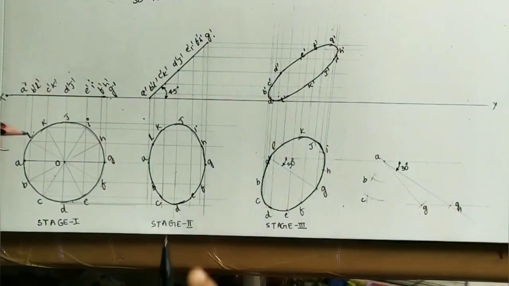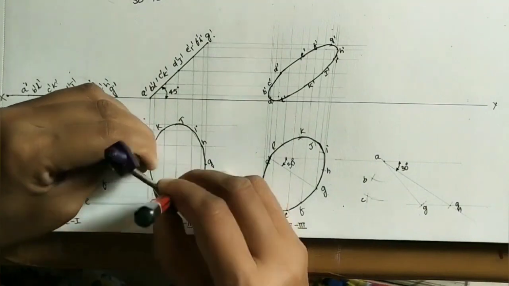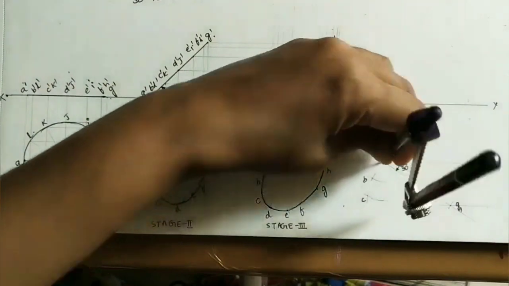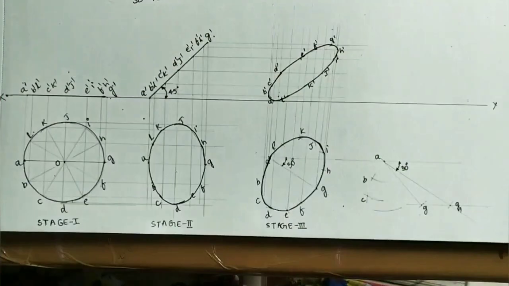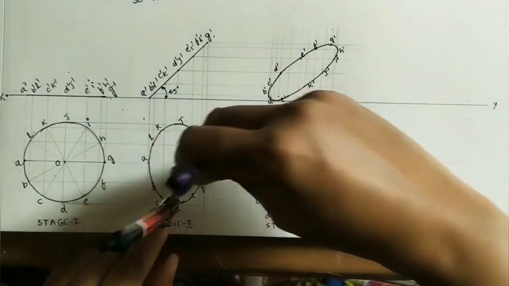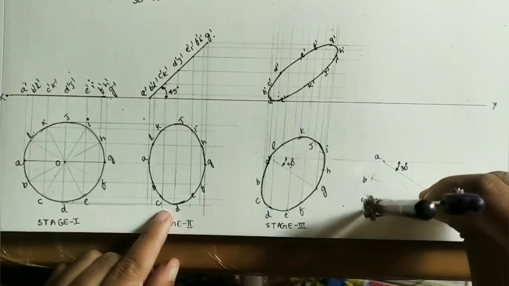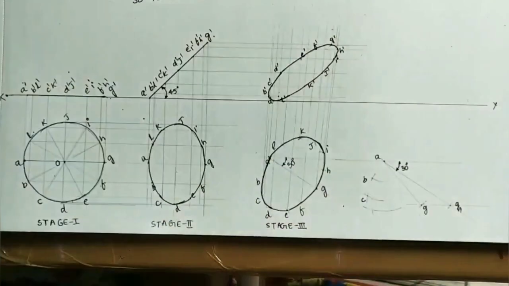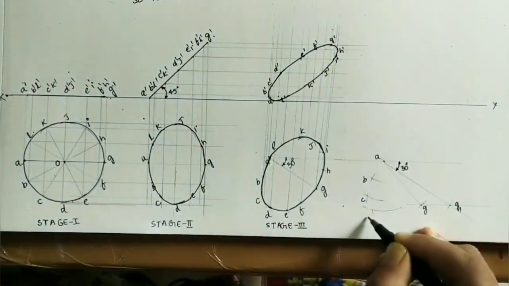After C, take D point. Take AD length, A as center, do an arc. Take GD length, G as center, cut that arc. Take the intersection point as D.